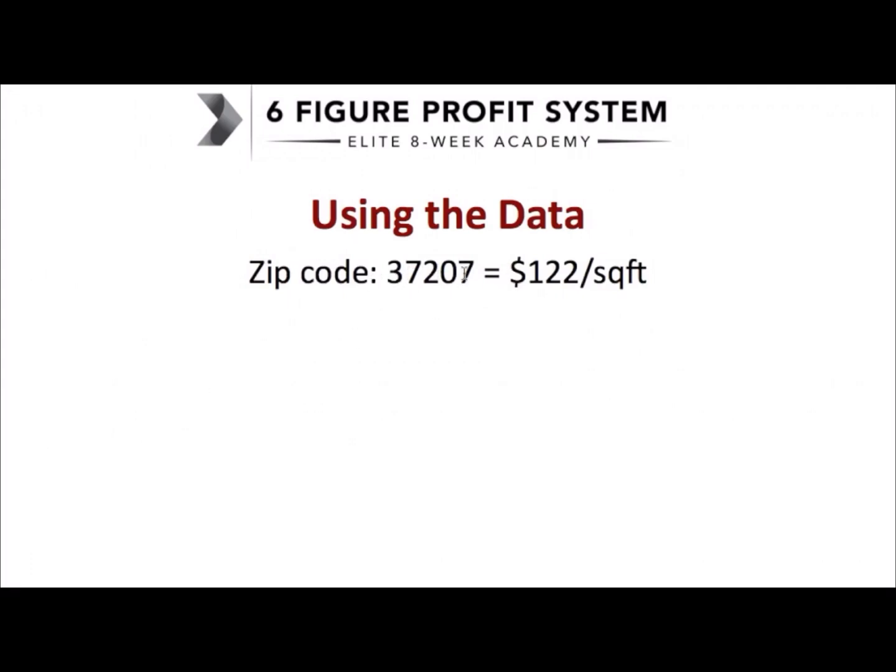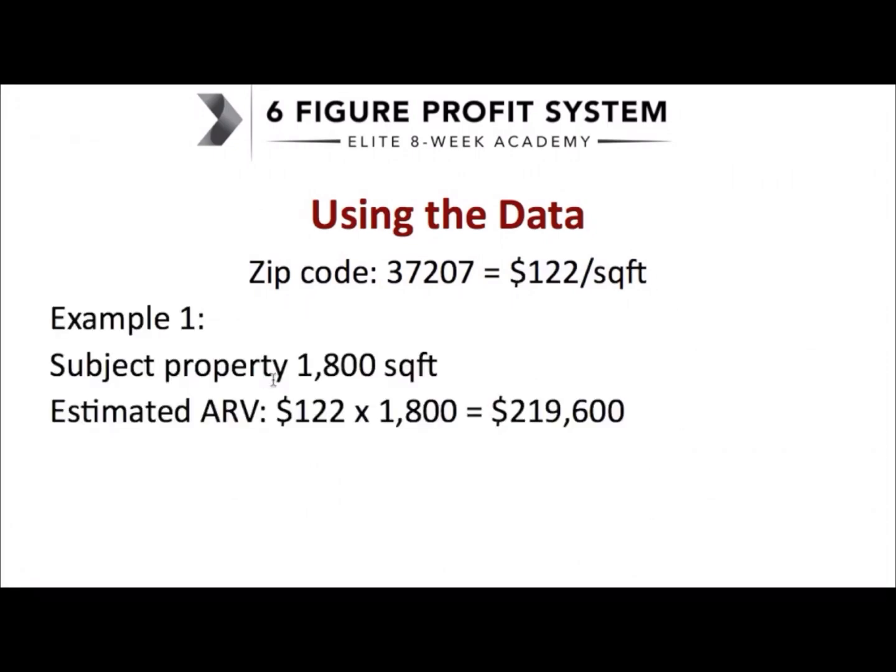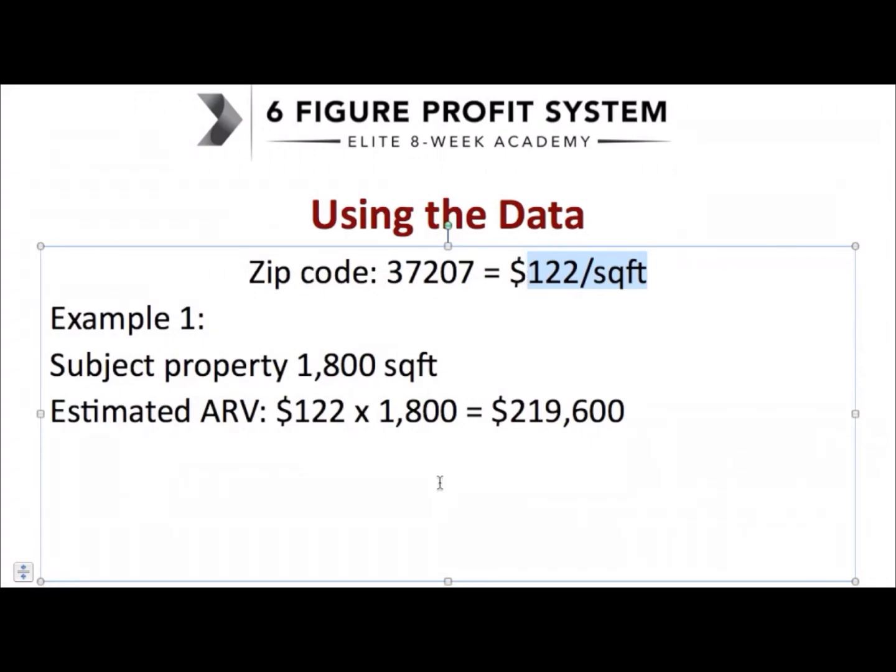So like I gave an example here, 37207 is 120 a square foot. So again, let's say that we've got a subject property that's 1,800 square feet, and the average sold price in that area, that zip code, is 122. They do it by zip code. So whenever you're looking at this, it's per zip code. That's how they break down the data. So we can say, well, 1,800 square feet times 122 a foot is 219,600.